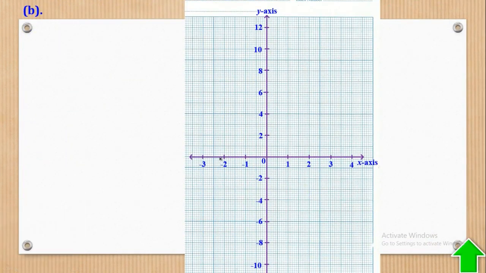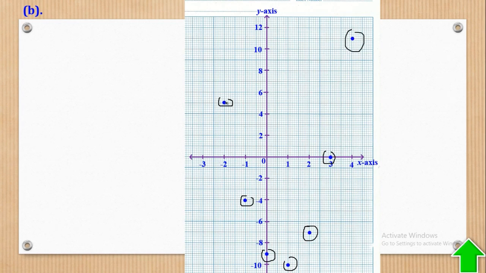So you start with negative 2. So negative 2 corresponds to 5, then negative 1 to negative 4, then 0 corresponds to negative 9, then 1 corresponds to negative 10, 2 corresponds to negative 7, 3 corresponds to 0, and lastly 4 corresponds to 11. So we have finished plotting all the points.